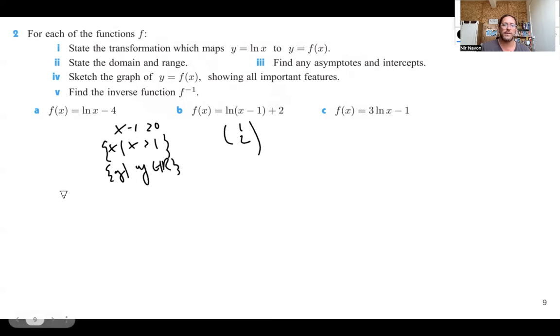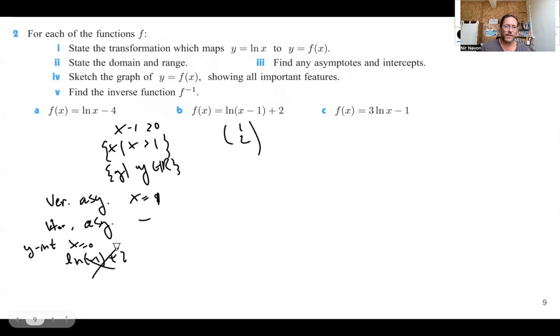Any asymptotes? So vertical asymptote, and write the whole name in the exam, x equals 1. Horizontal asymptote, there is none. Intercepts, so for the y-intercept, x equals 0, we get ln of minus 1 plus 2, that means undefined.